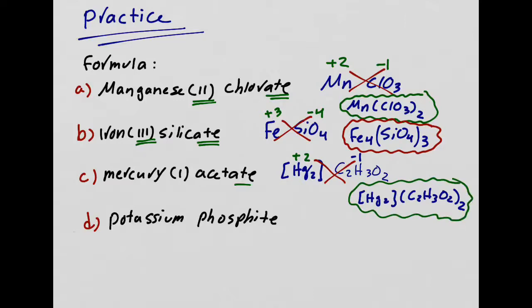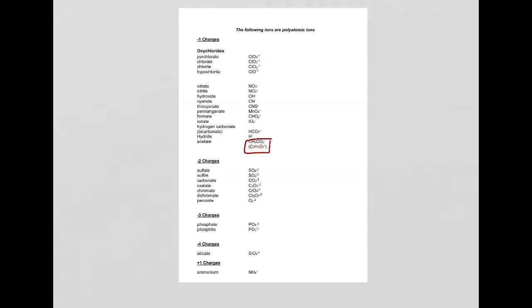Potassium phosphide. What's potassium? Potassium is K. Again, hopefully you guys are getting this down. Every time you see "ate" or "ide", what are you going to be thinking about? You're going to be thinking about a polyatomic ion. Let's go over here. Which one is phosphide? Phosphide is over here, PO3 with charge -3.